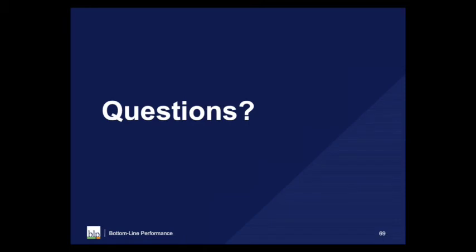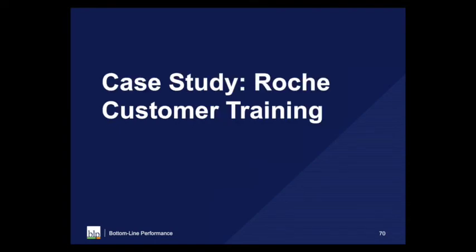In the meantime, I can move on to our second case study, which is in a completely different industry. This was done for Roche customer training. Roche develops large blood analyzer machines that go into hospitals and laboratory settings. So if you have your blood drawn, it moves through one of these machines to be analyzed and diagnose any conditions or diseases that may be there.